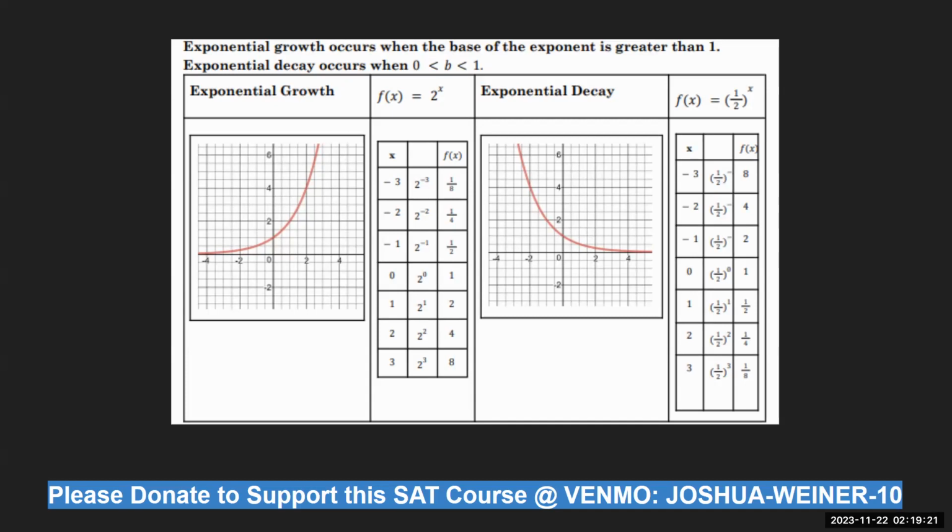However, exponential decay occurs when the base is between 0 and 1. So here we have a half to the x. Since it's just a half, each next element, as we increase along the positive integers, will be half as large. For example, radioactive decay or half-life will then decay. So 8 becomes 4, becomes half of that, 2, becomes 1, becomes a half, a quarter, an eighth, and so on.